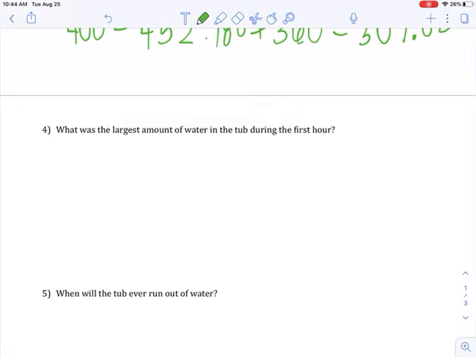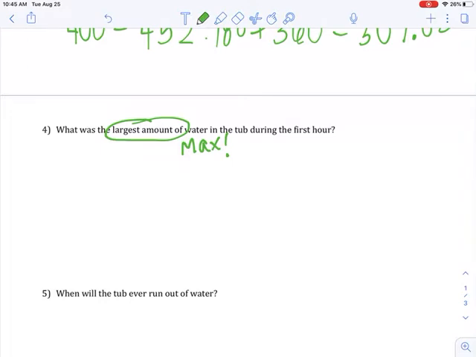Okay, what is the largest amount of water in the tub during the first hour? So I want to point your attention to the word largest amount. What are we trying to find? Okay, we need to find some sort of maximum in order to be able to determine what that amount is.